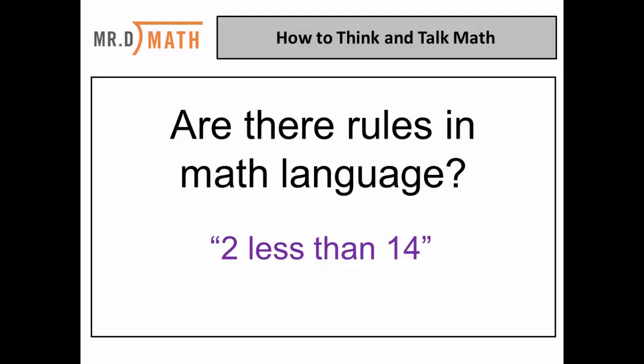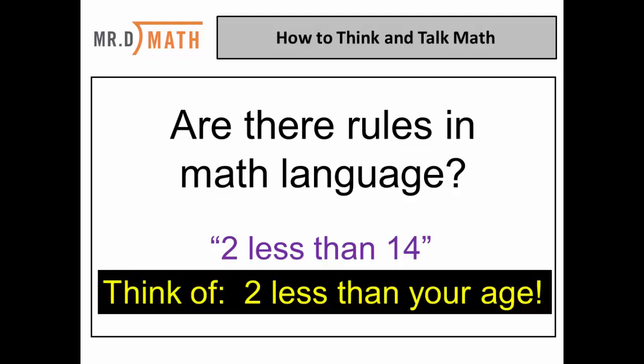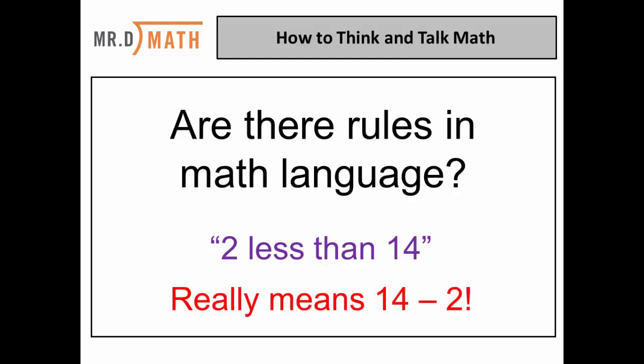What I ask students to do all the time is if you're not sure, make up something you are sure about, like your age. Think of what's 2 less than your age. If my age was 14, 2 less than 14 would be 12, which means that I did 14 minus 2, not 2 minus 14. One would give me a negative answer, but I don't want that. 2 less than my age is actually 12. So it really means 14 minus 2. There's my rule, like an I before E except after C. It does happen when we say 2 less than a number.